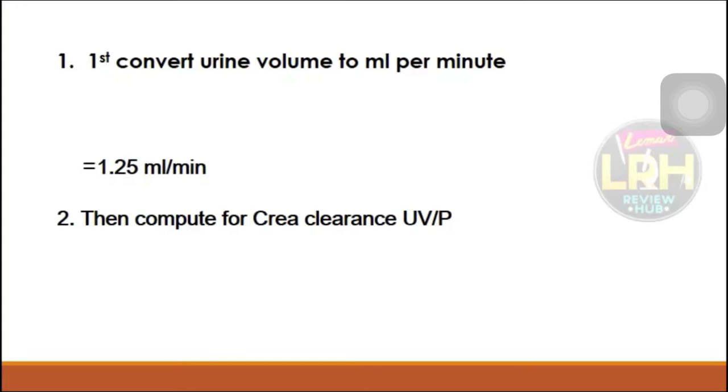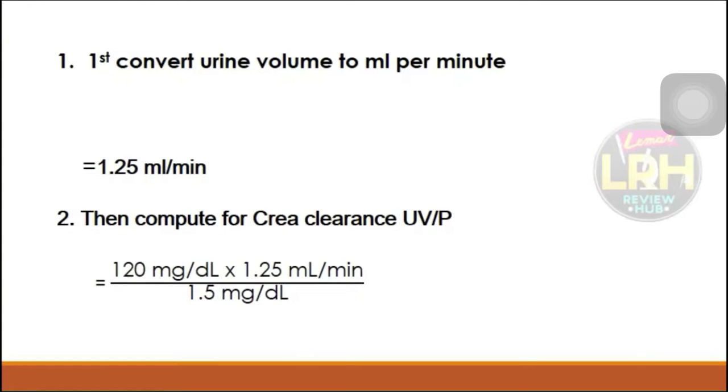Next, we compute for the creatinine clearance. That's urine creatinine times urine volume over plasma creatinine. So that's 120 mg per dl times 1.25 ml per minute divided by 1.5 mg per dl. We get 100 ml per minute. Again, the correct answer is 100 ml per minute.